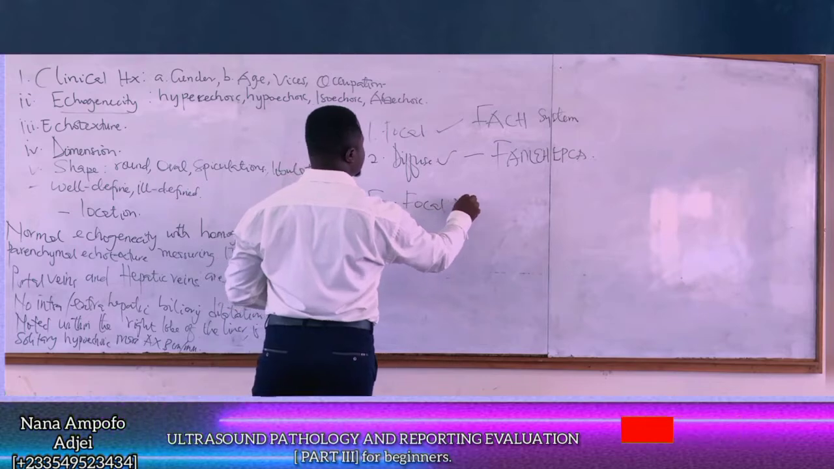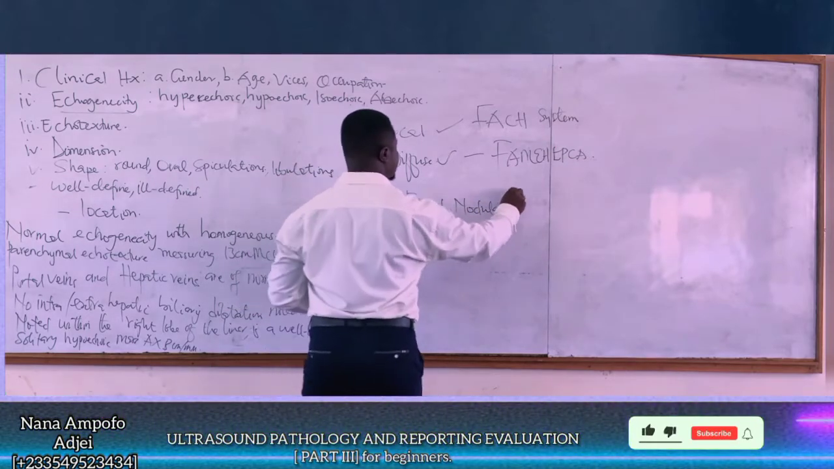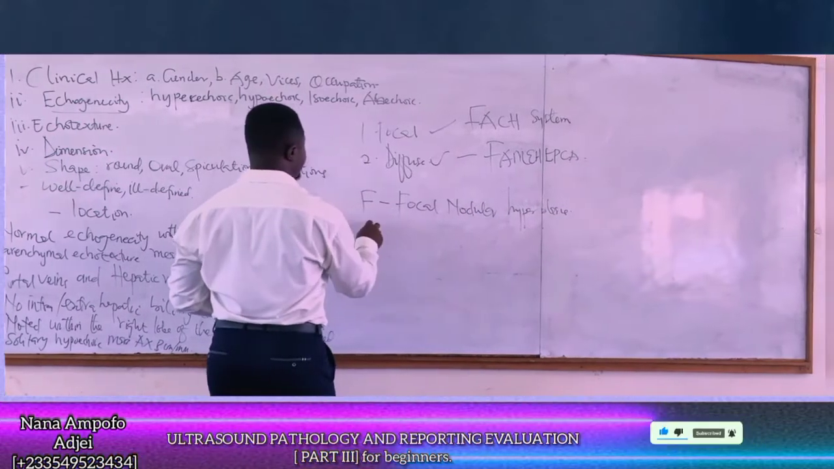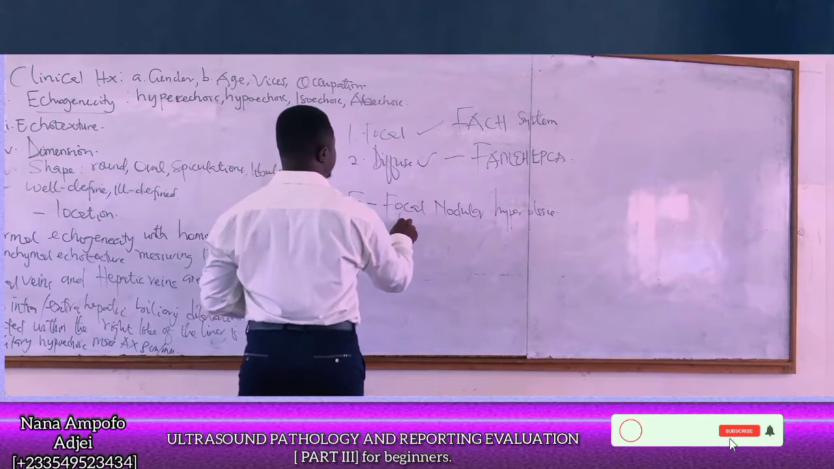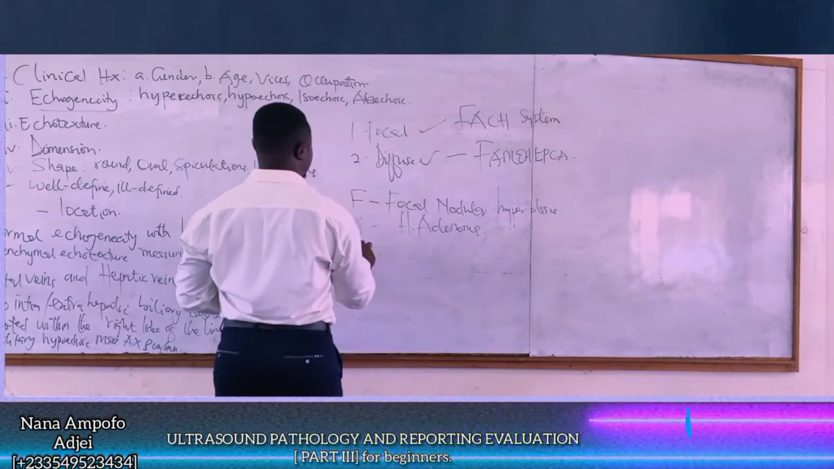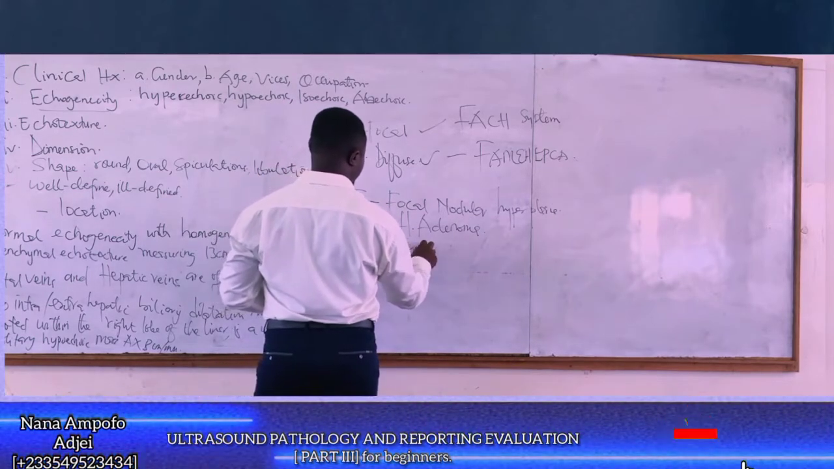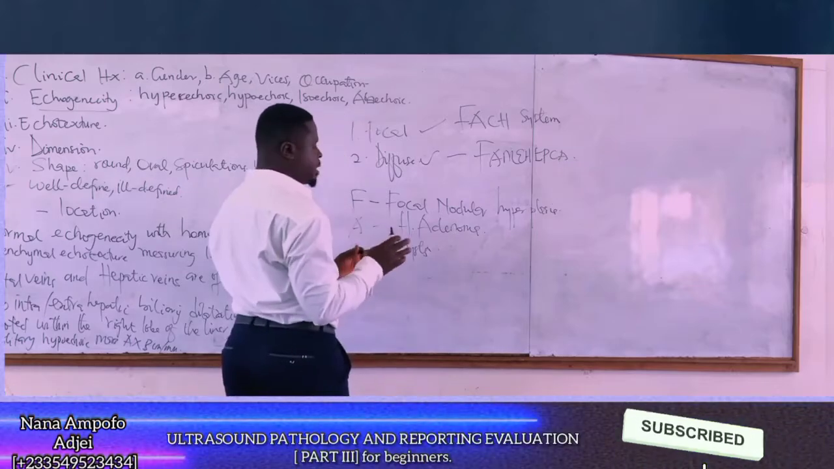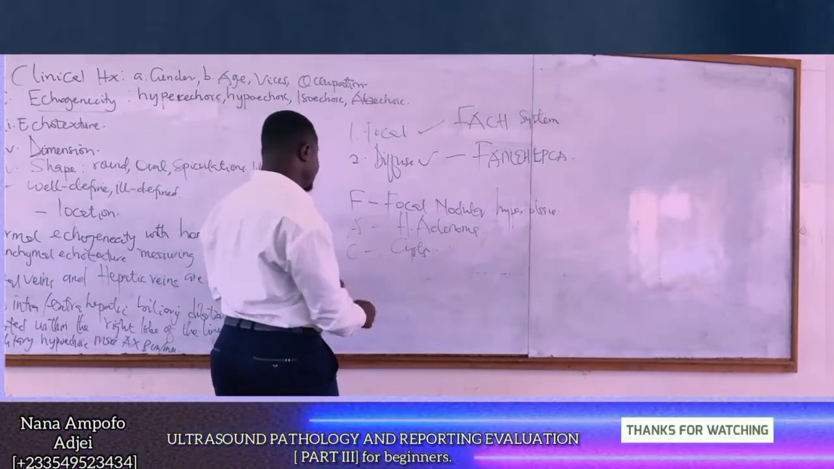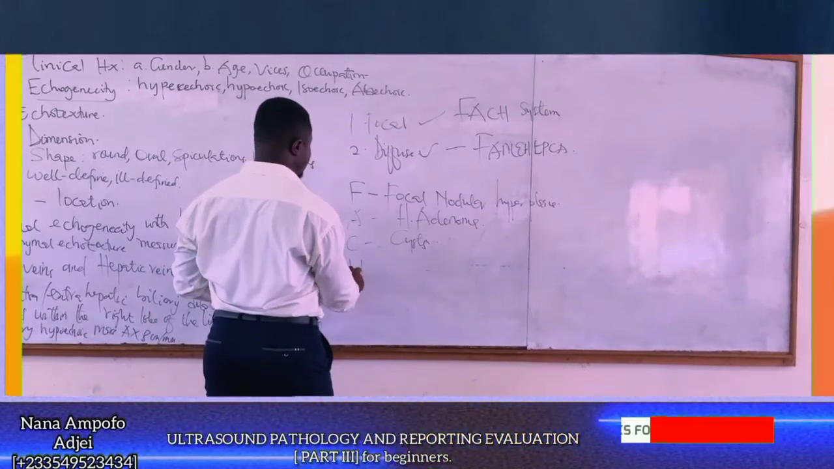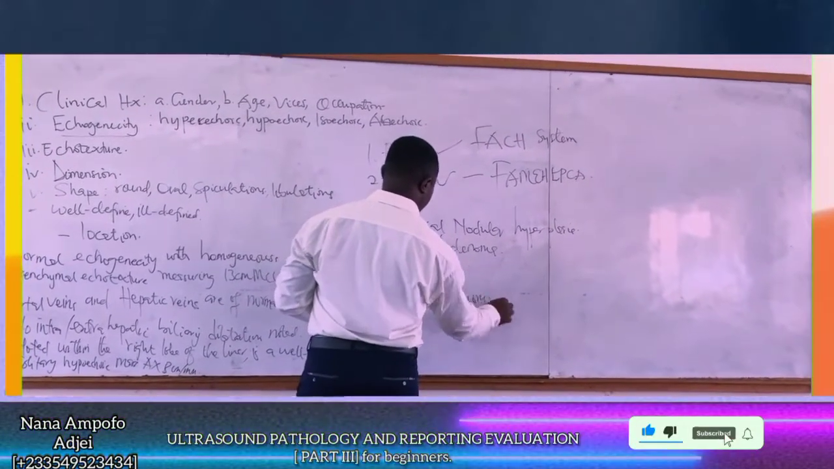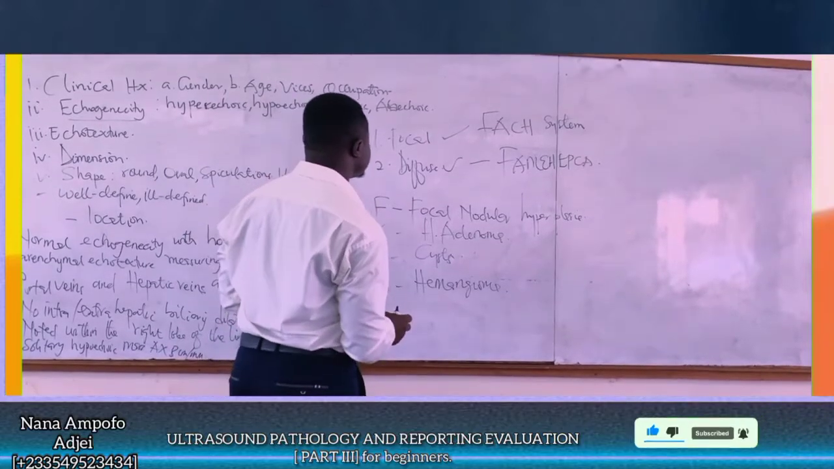A, adenoma, hepatic adenoma. C, cyst, being complex or simple. When it is complex, we know the differential diagnosis. And then H, hemangioma.